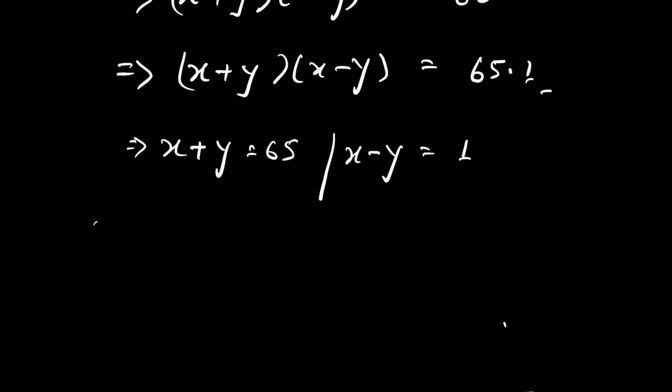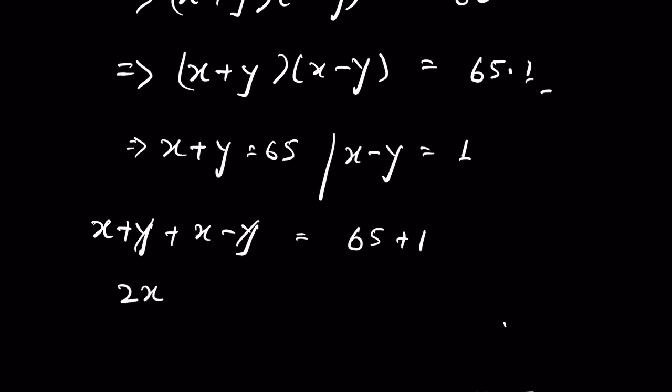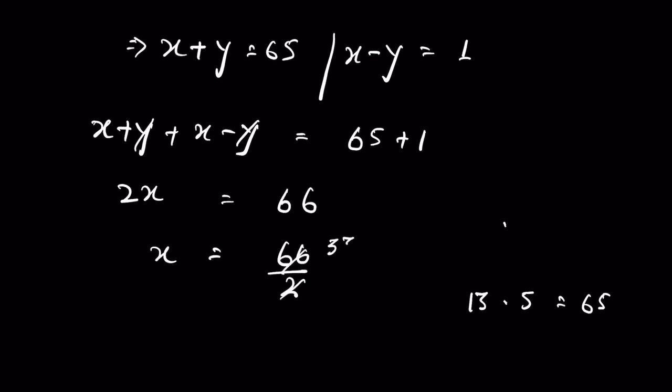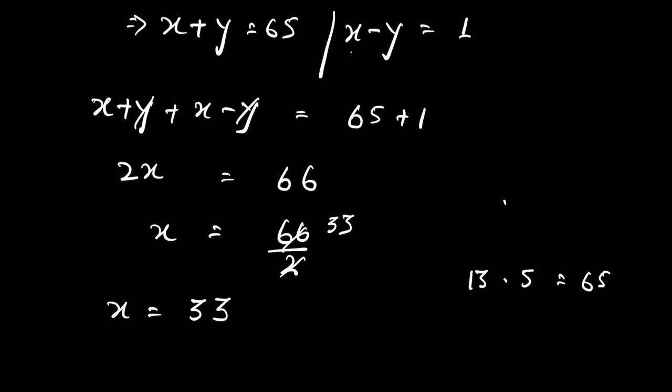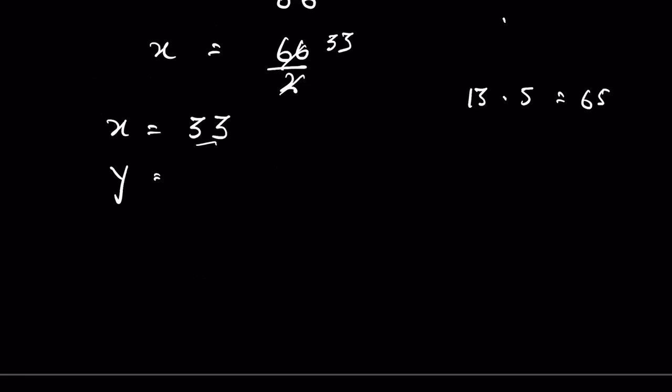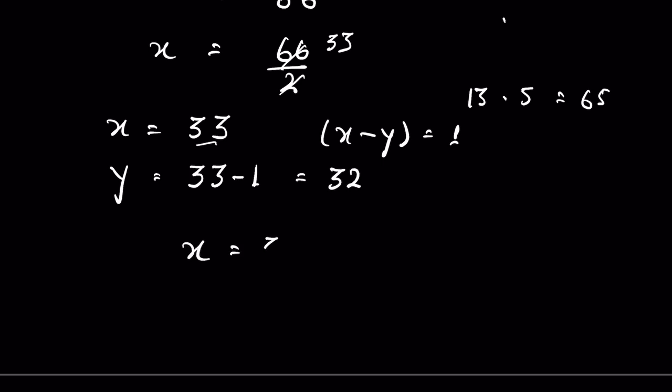Now let's add x plus y and x minus y. So it is 65 plus 1, or 2x is equal to 66, or x is equal to 66 upon 2. 2 times 33 is 66, so x is equal to 33. Since x minus y is 1, y is equal to 33 minus 1, so y is equal to 32. So x is 33 and y is 32. This is the first solution.